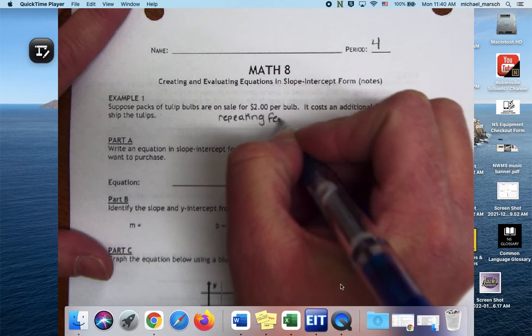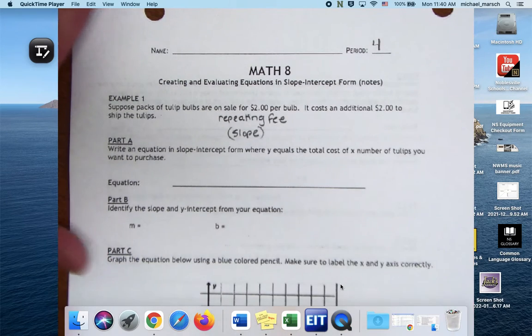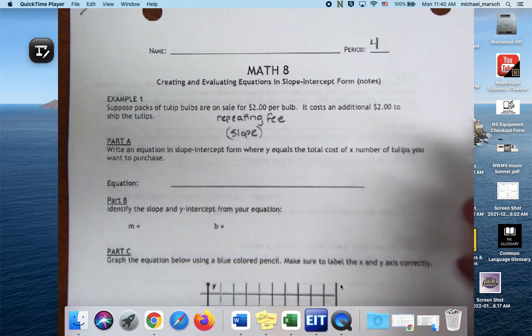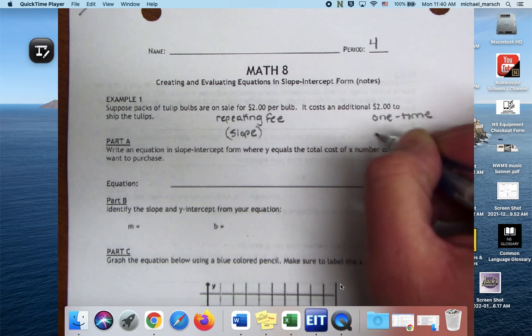Have we already done this? Well, kind of, but we didn't use the words slope and y-intercept when we did it. So before we were creating the equations, but we weren't taking it to this level. Now we're taking it a step further. Okay? So then my one-time fee, the $2 over here, is my y-intercept.